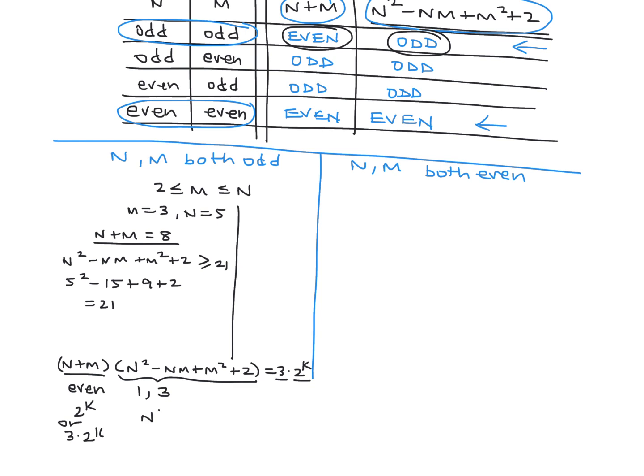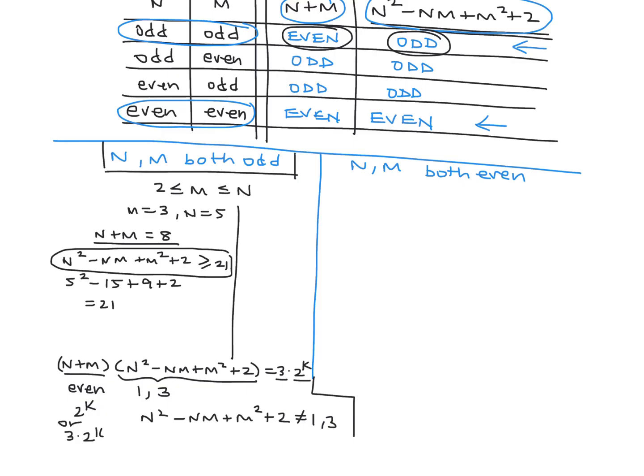If n squared minus nm plus m squared plus 2 is greater than or equal to 21, then there's no way it could ever be 1 or 3. So that falls apart. This scenario basically gives us no possible solution. Okay, so far we haven't been able to get anything. So let's see what happens here. Maybe this will work.